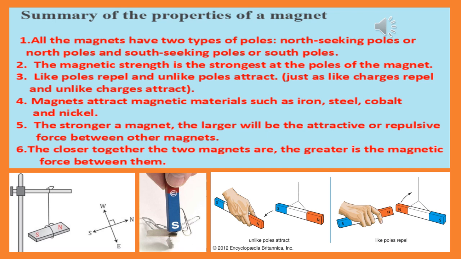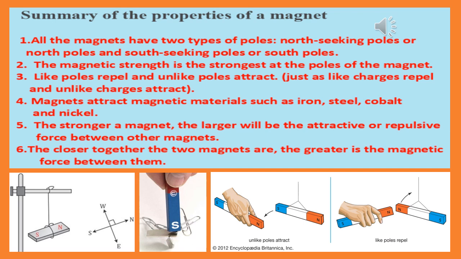The first figure shows the directive property. That means when a magnet is freely suspended, it points towards the north and south direction. The second figure shows that the magnetic attraction is the strongest at the poles. It is attracting magnetic substances like safety pins and office pins, which are made of steel and iron. So all these are magnetic substances.